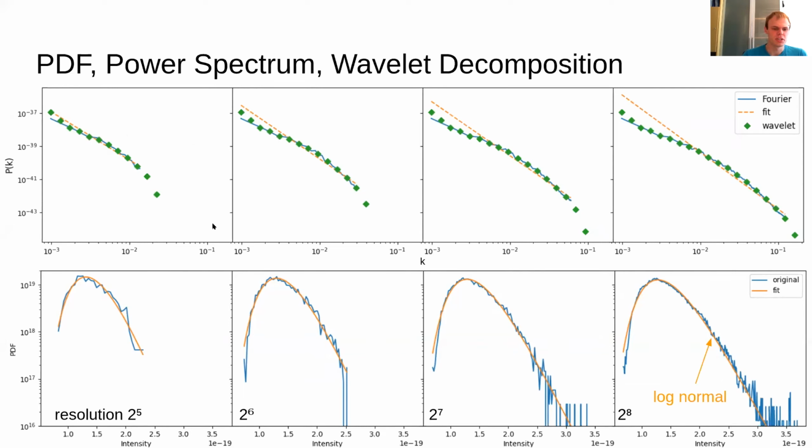What is important to notice is that with higher resolution, we can also sample the smaller scales, which are at higher wave numbers. The second tool we used here is the PDF, and what you can see, especially at high resolution, is that the simulated PDF very closely resembles a log-normal distribution, which you see here as the orange fit. This is what we would also expect for the pure turbulence that we simulated.